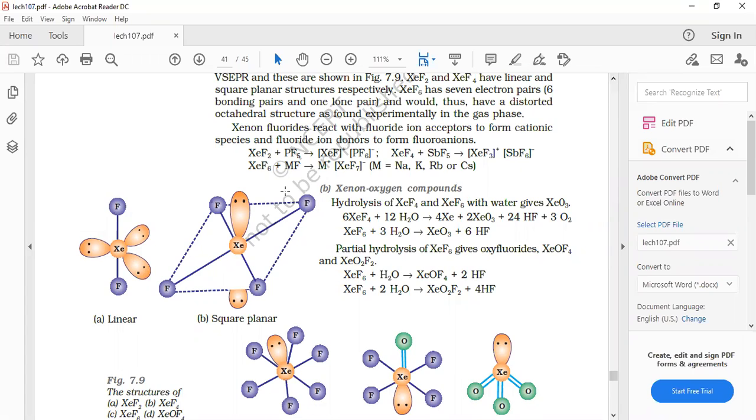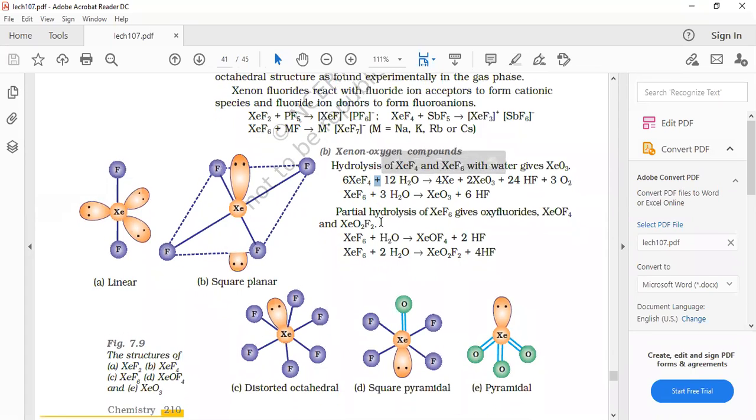See the figure: linear XeF2, square planar XeF4 and distorted structure of XeF7 minus. You have to remember these structures for the exam, it is very important. The structures are asked in the exam.